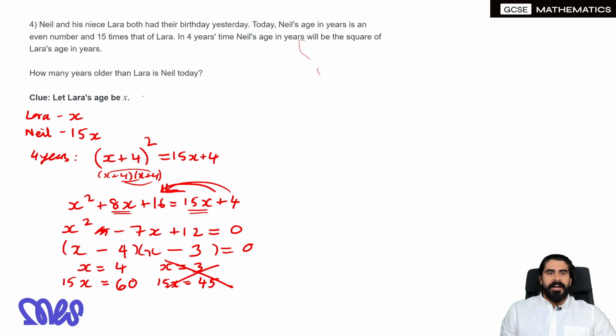So it says, how many years older than Lara is Neil today? So today, my age is 60 and Lara's age is 4. So we just do 60 minus 4. So the answer there is 56 years.